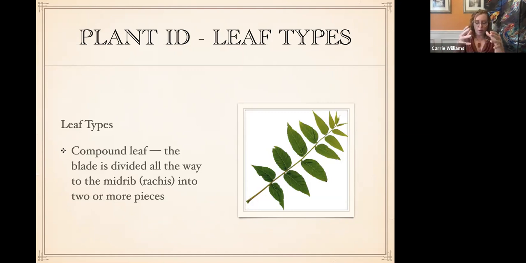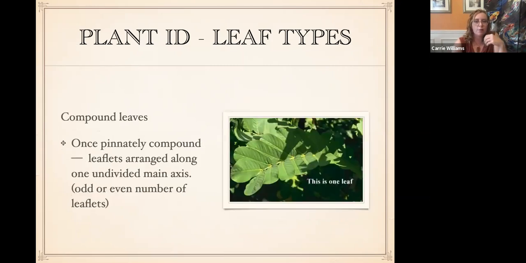And once again, certain species or even certain general genus of plants might all have compound leaves. So all hickories are going to have a compound leaf. All nandinas are going to have a compound leaf. So there's different types. There's once pinnately compound, which is what this one is. That's once pinnately compound. So the leaflets are arranged along that one main axis. There might be an odd number or an even number. I think that is Robinia or Gleditsia right there. It doesn't really matter. So that whole thing is one leaf, but visually we read it as many leaves, and sometimes people even get confused. So that's once pinnately compound.